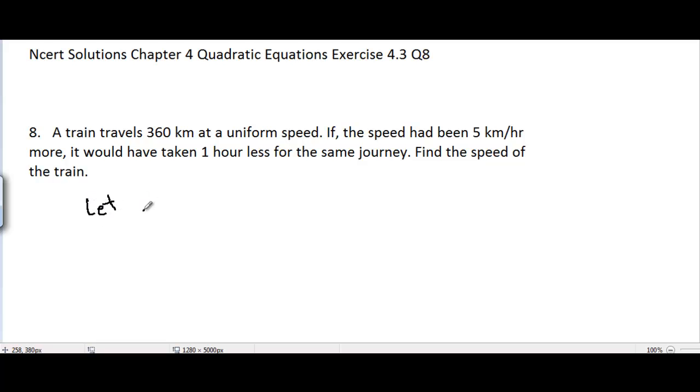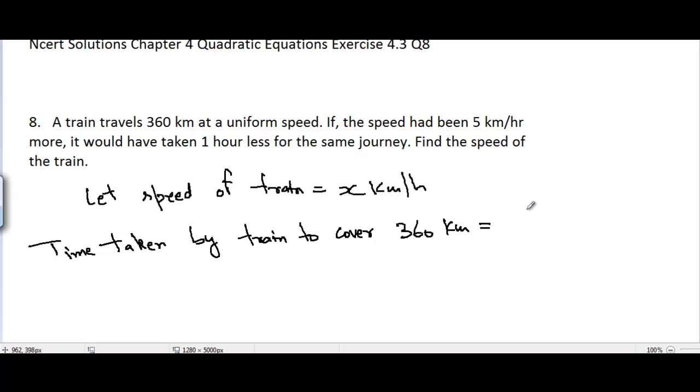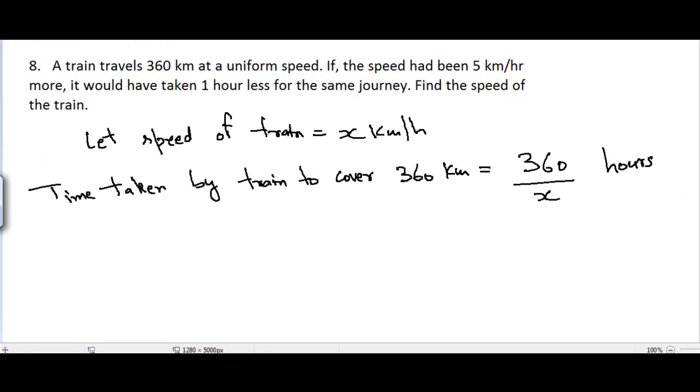Let the speed of the train equal x km per hour. Now the train travels 360 km, so we can find the time taken by the train to cover 360 kilometers, which is 360 divided by x hours. This is because time is equal to distance divided by speed.